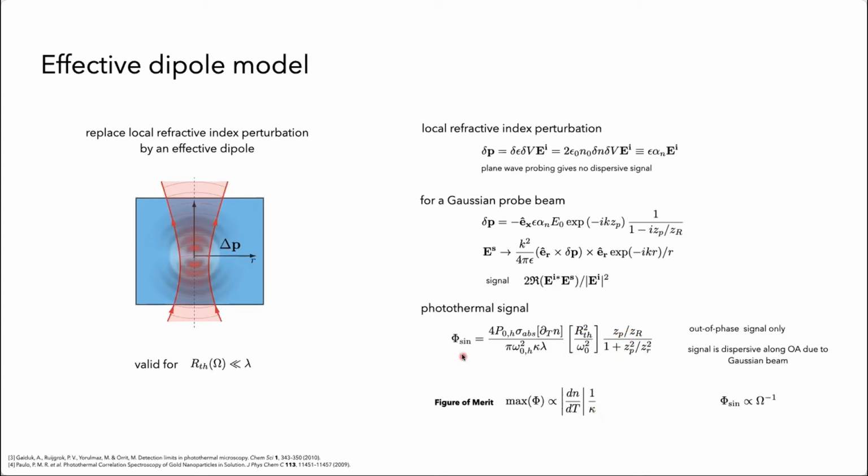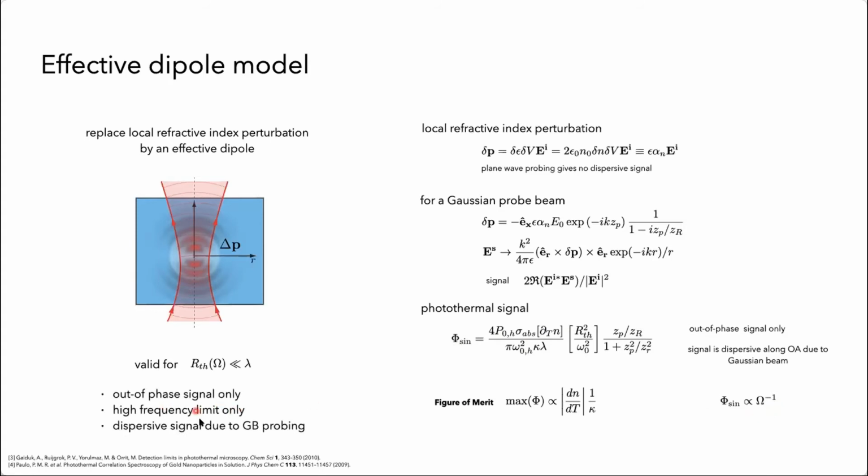And the second thing is that overall, this is an out of phase signal. The model gives you only an out of phase signal that is proportional to dn/dT, again the absorption cross section, and the pump beam power, but the frequency dependence is in the thermal diffusion length, which was going like the square root of 1 over the frequency. So overall, this kind of model gives you an out of phase component which scales as 1 over the frequency of the modulation in the pump beam. So that is maybe a short summary.